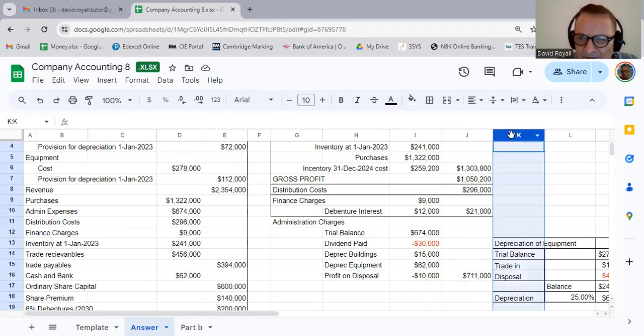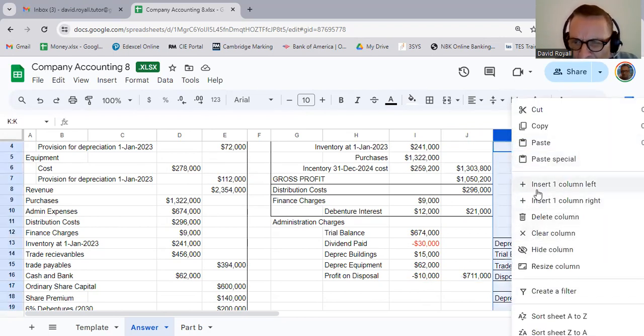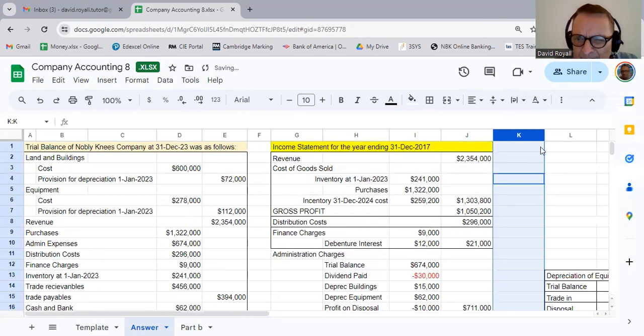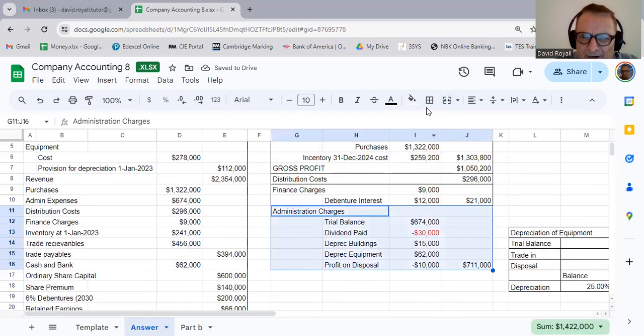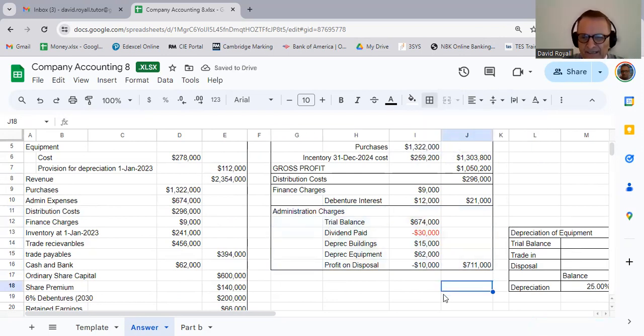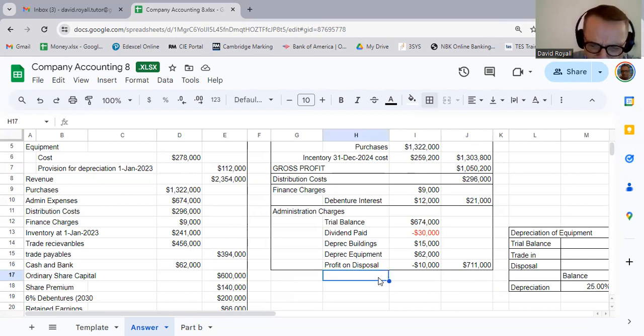So what I've now got is total admin charges now finally add up to 711,000. Well, there's a lot of work involved in that. But what I do now have is, I can now work out my profit for the year.